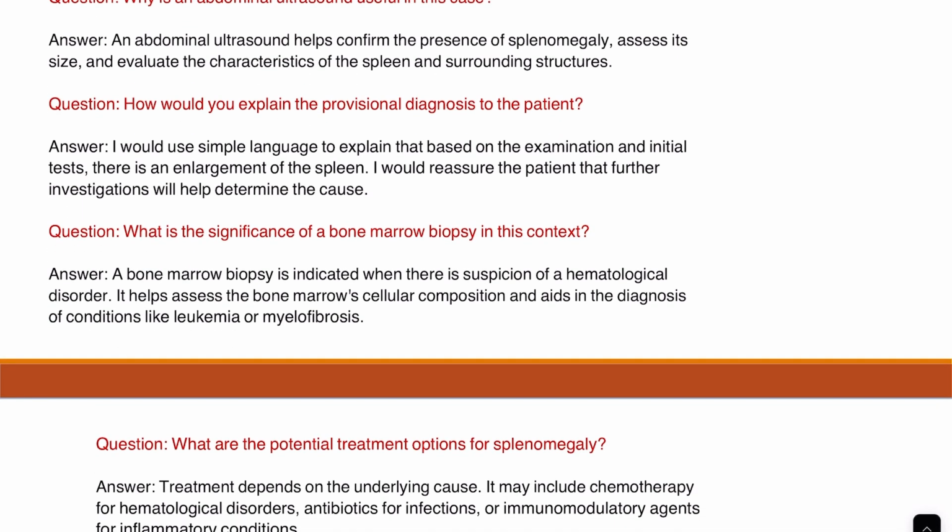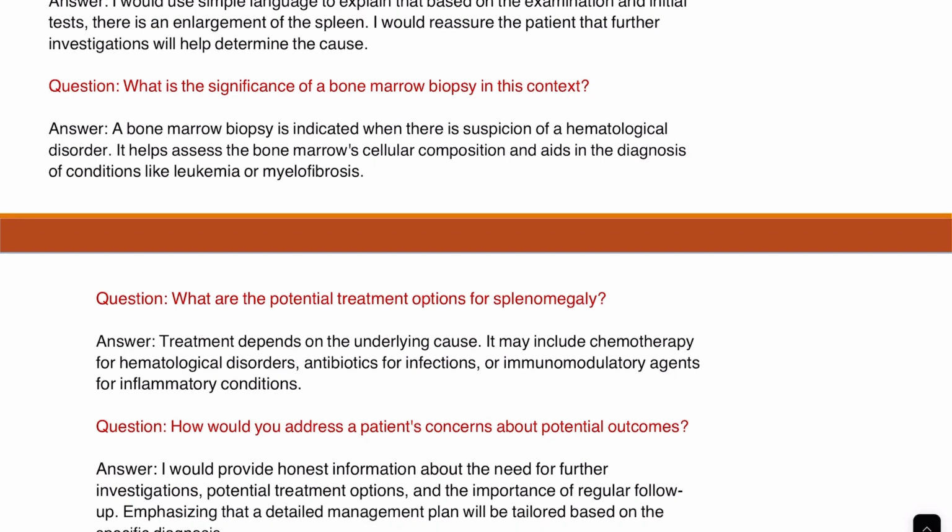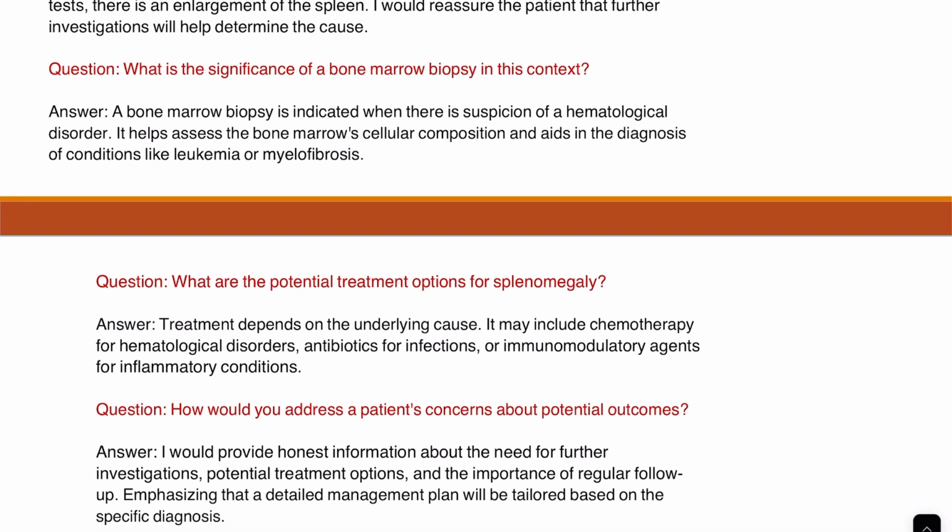How would you explain the provisional diagnosis to the patient? So there, one of the answers is I would use simple language to explain that based on the examination and initial test, there is an enlargement of the spleen, and I would reassure the patient that further investigation will help determine the cause. What is the significance of bone marrow biopsy in this context? So bone marrow biopsy is indicated when there is a suspicion of a pathological disorder. It helps assess the bone marrow's cellular composition and aid in diagnosis of conditions like leukemia or myelofibrosis.